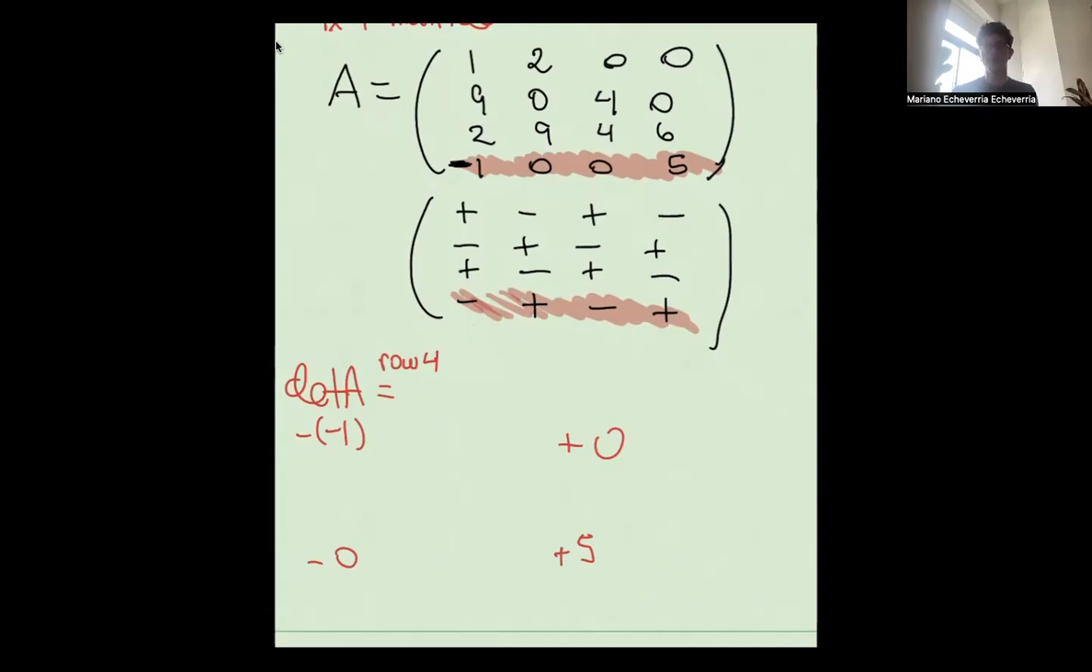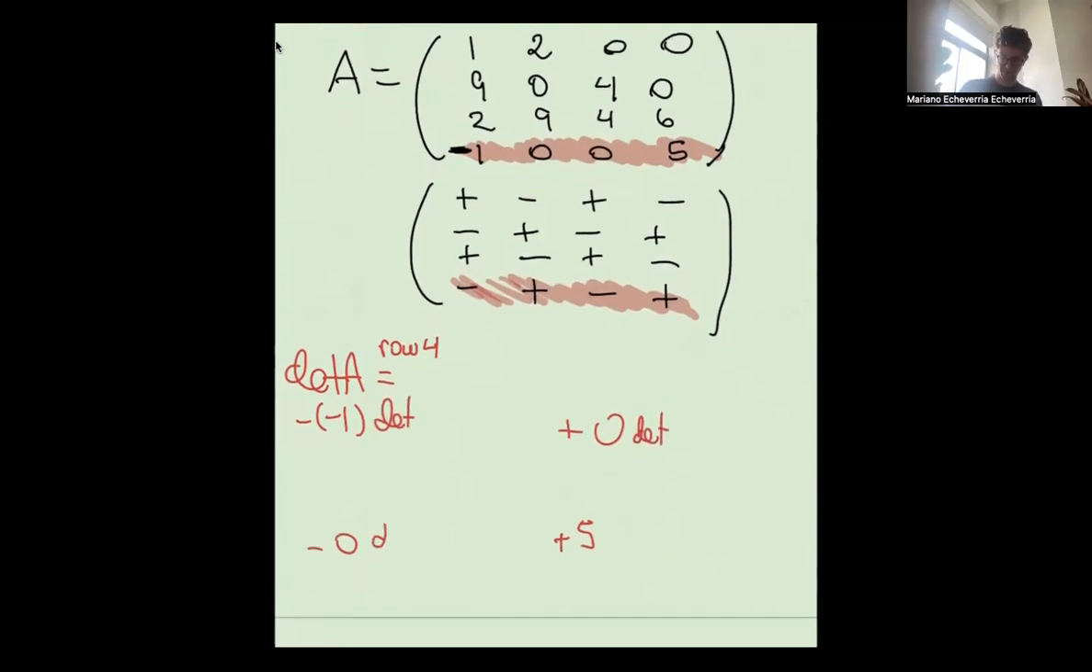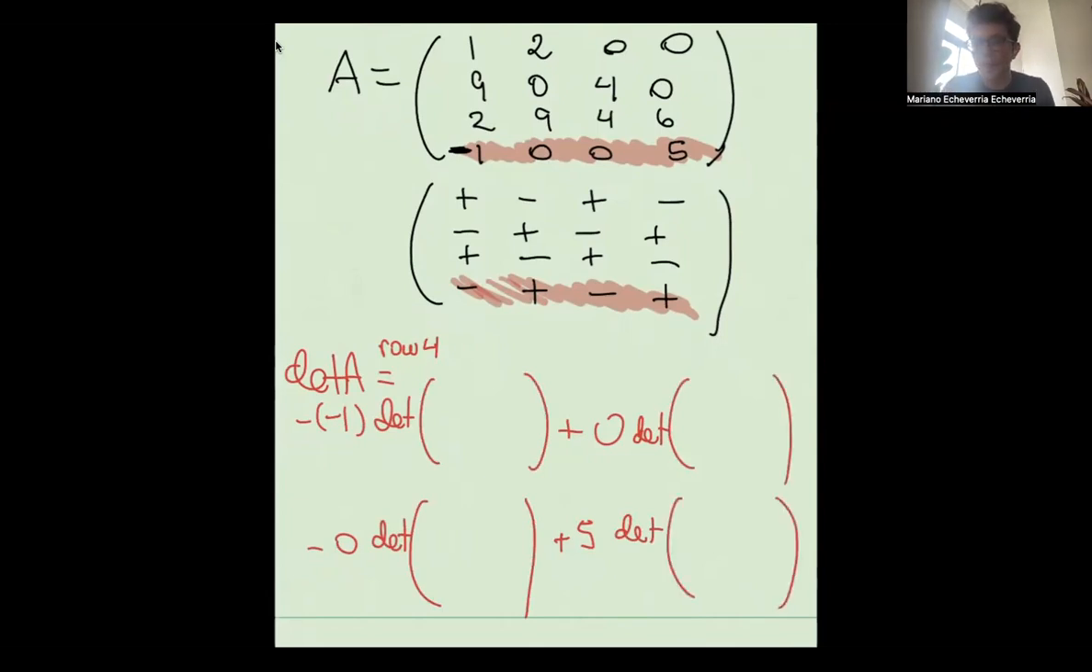Once you get there, each of these coefficients gets multiplied by a determinant. So you can put here determinant, determinant, determinant, determinant. Each determinant now is going to be of a 3 by 3 matrix. It can be done with a row or a column, it's fine. You have to scan quickly on the matrix to see which row or column has the most zeros. In this case, 2 was the maximum number of zeros.